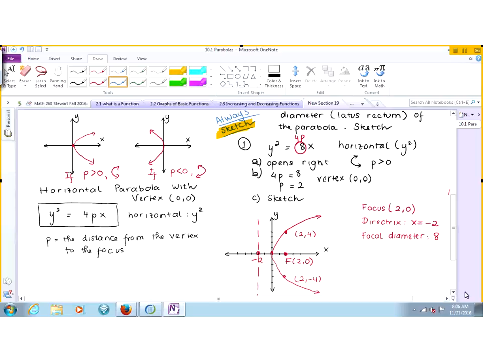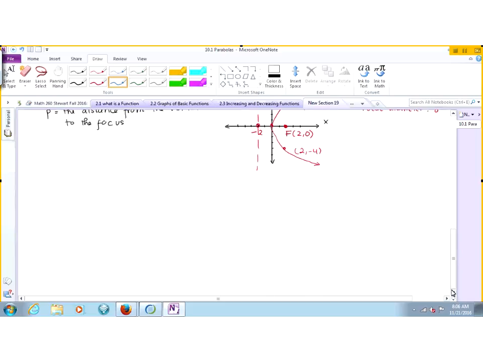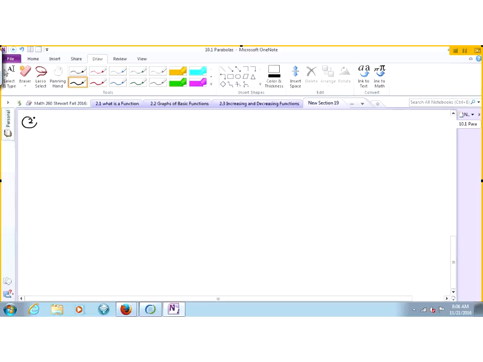Okay, good. Now let's do another one, and then we'll talk about shifted parabolas and the applications. Why is the parabola so important? All right, so number 2. What if you have to graph x squared plus 6y is equal to 0? What would you do here? We rewrite it: x squared is -6y.